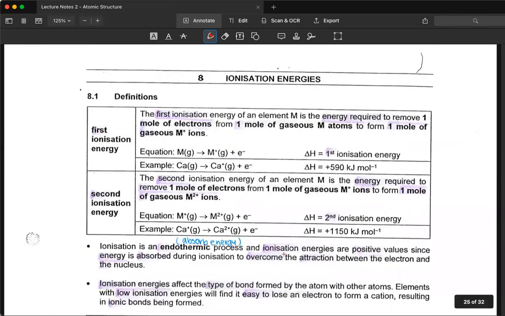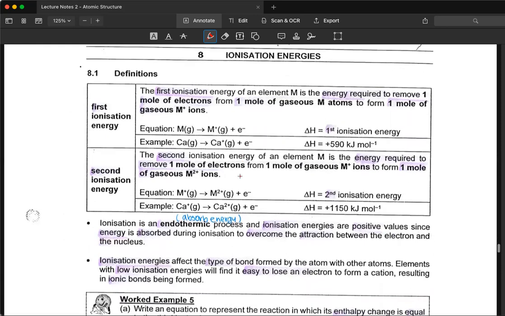Now, let's move on to the next objective on ionization energy. I'm going to call it IE here for convenience. So what is first IE? First IE of an element is the energy required to remove 1 mole of electrons from 1 mole of gaseous M atoms to form 1 mole of gaseous M+ ions. So the states of the species involved are gaseous, and we are referring to them as 1 mole, 1 mole, 1 mole. And we are referring to atoms, not molecules. Okay, so please remember the definition well and how you write the half equation.